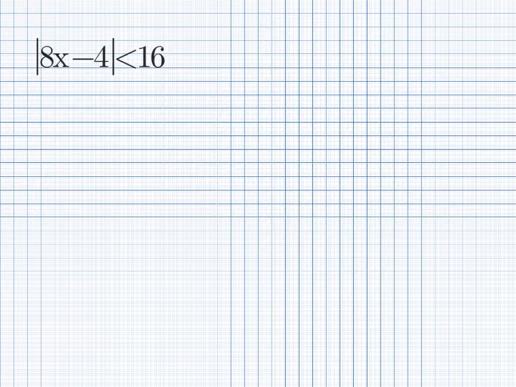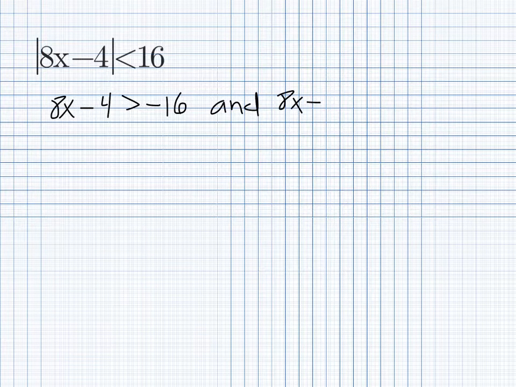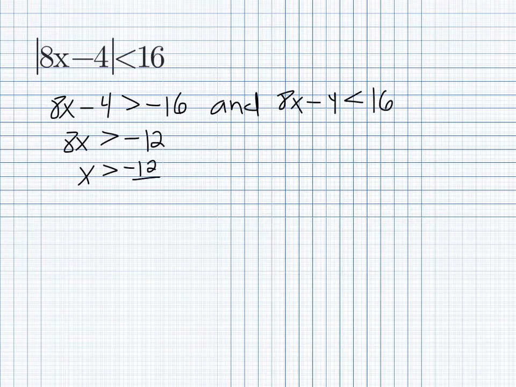So this means that on the negative side of the number line, 8x subtract 4 has to be greater than negative 16, and on the positive side of the number line, 8x subtract 4 is less than positive 16. So now that we've got our and inequality, we need to solve both sides for x. So we have 8x is greater than negative 12. x is greater than minus 12 over 8, and that will reduce, so x is greater than minus 3 over 2.